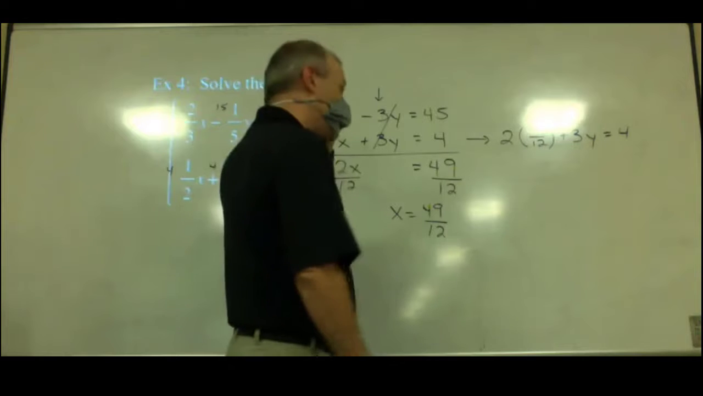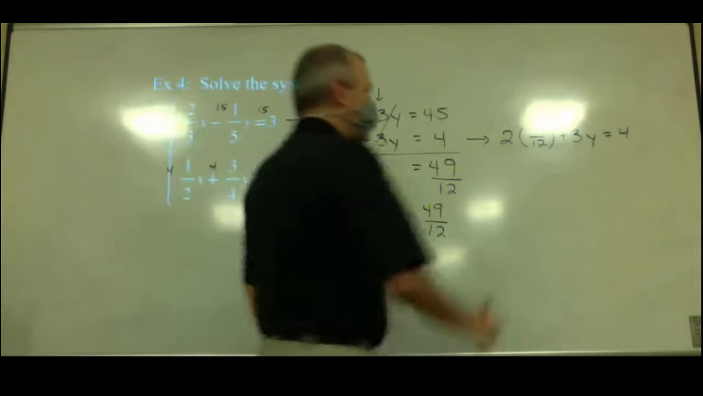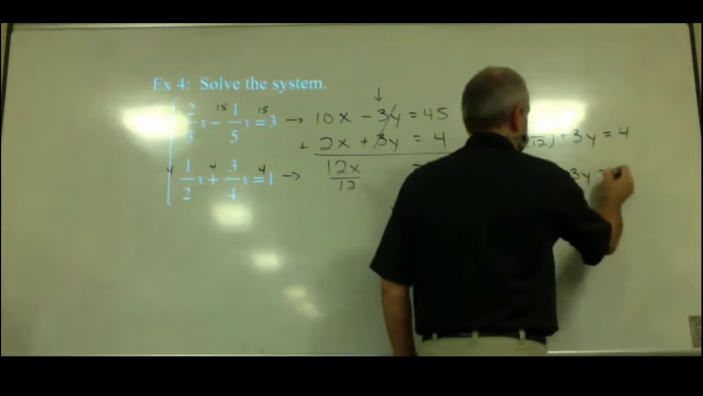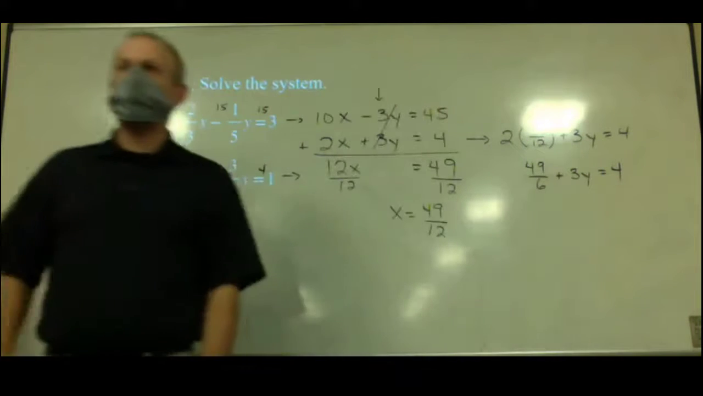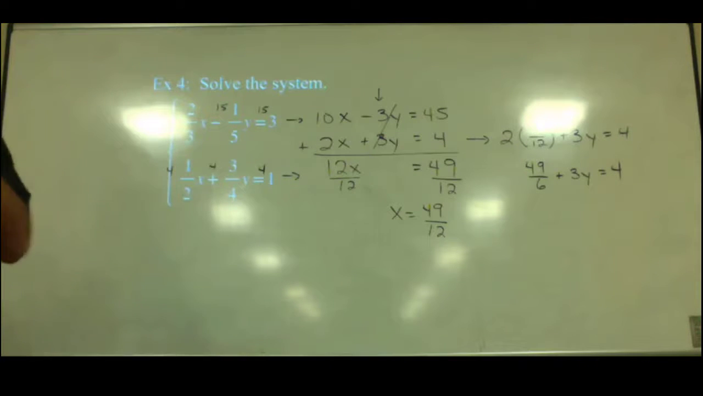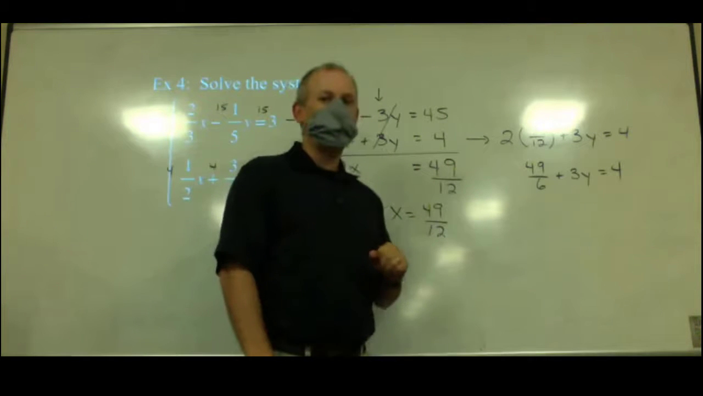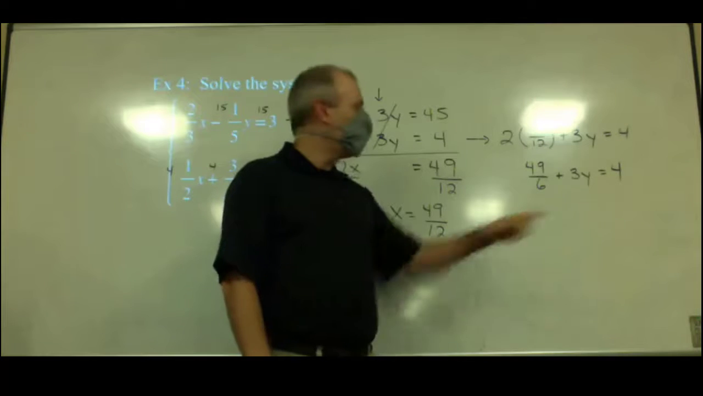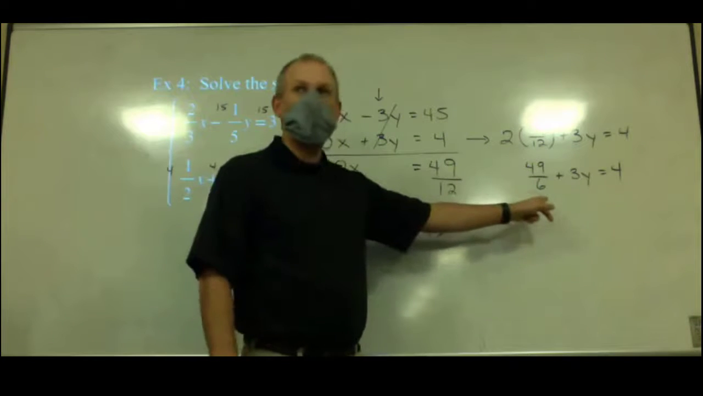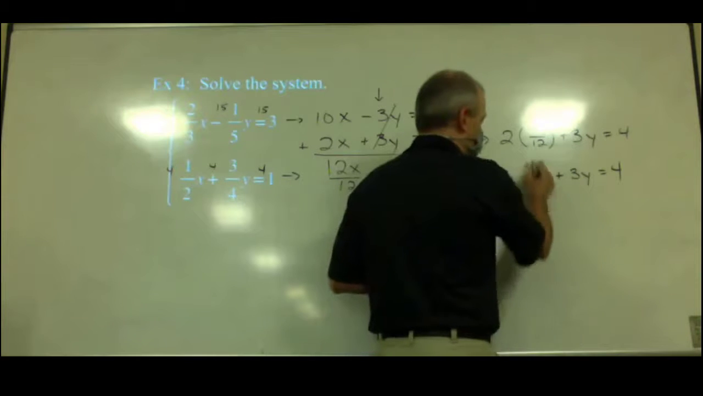Now, 2 times 49 over 12. I'm guessing that most of you have calculators. You can probably just do this. It's going to end up being 49 over 6, if we leave it as an improper fraction. And I am going to leave it as an improper fraction because eventually we're going to have to divide, and that's just easier with an improper fraction. What are we going to have to do next if we're trying to get that y by itself? Subtract the 49 over 6, right? Because we're trying to get the 3y by itself. That will cancel.